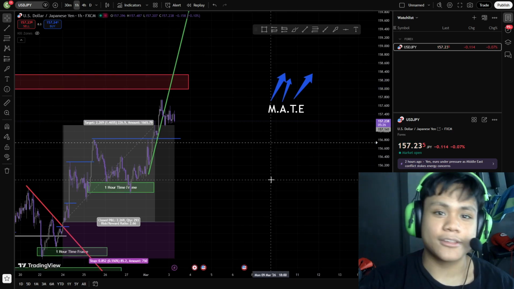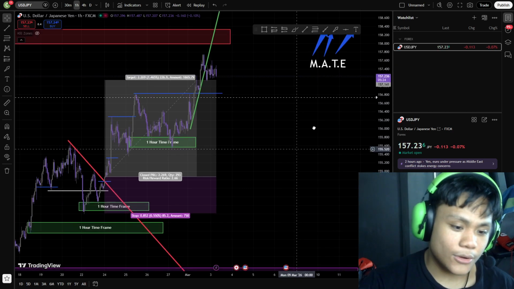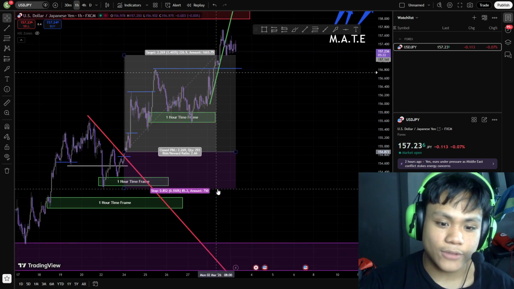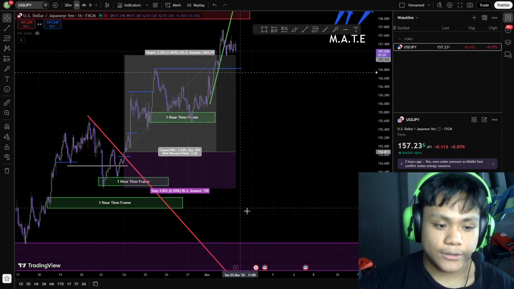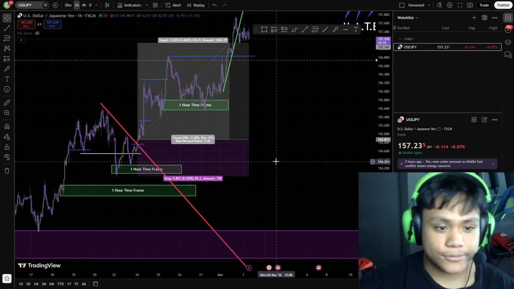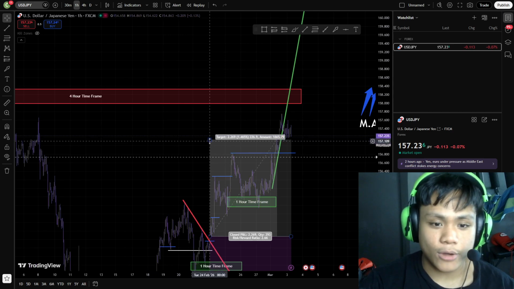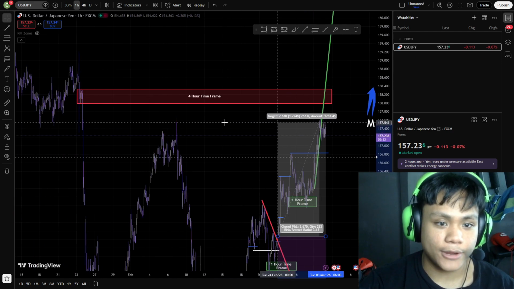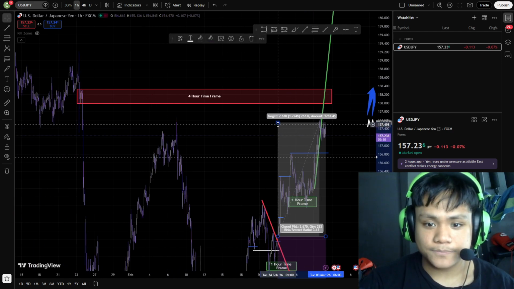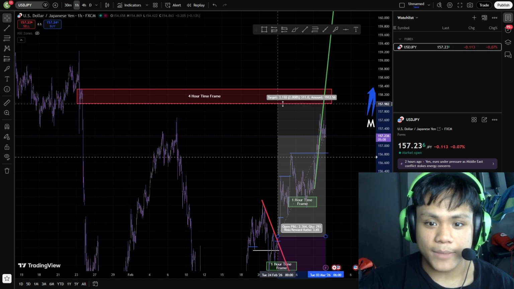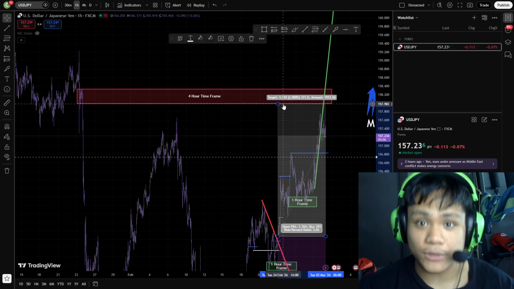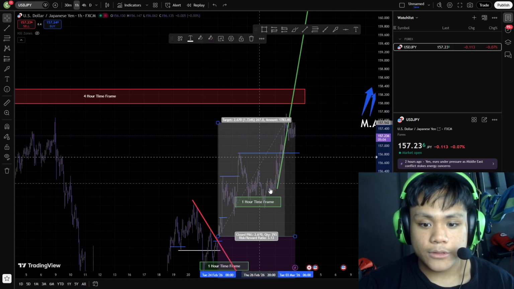Then our exit plan. What's my exit plan? So I was willing to risk around $45. $45, that's like 85 pips. Then my potential take profit was over here from this 4-hour time frame supply zone. So right over here, I was about to make like $154. That was the potential.